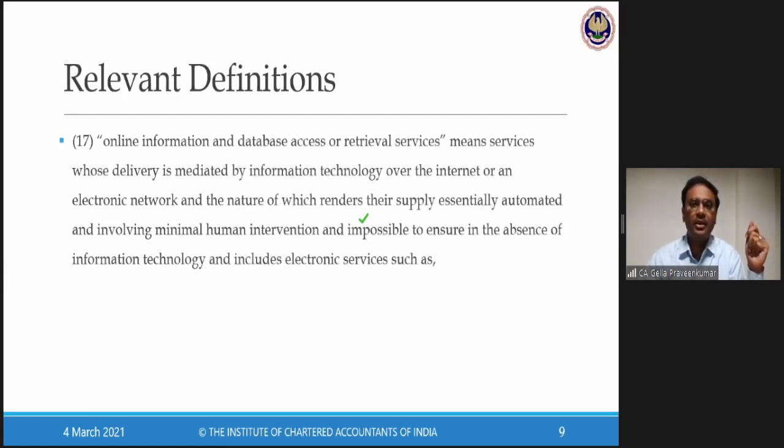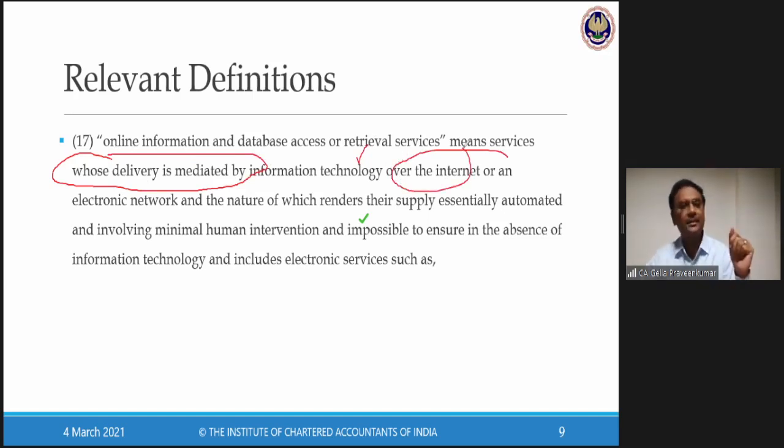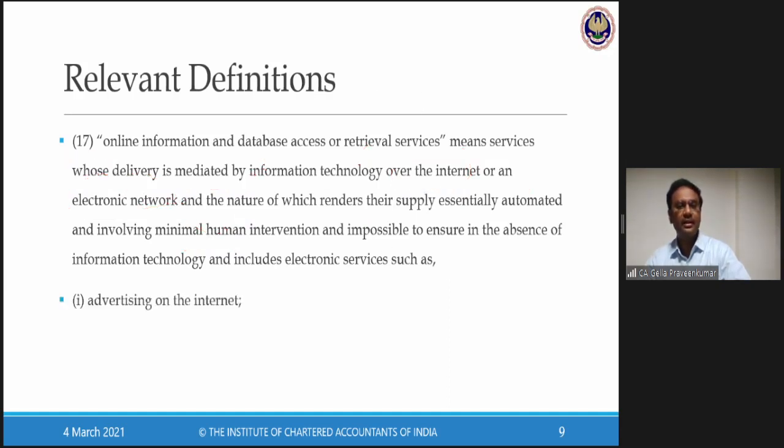This is what I was talking about, online information database retrieval access service. It means services whose delivery is mediated by information technology over the internet. Without internet, nothing is going to happen. Or electronic network by way of a dedicated line, which happens through the internet. The nature of which renders their supply essentially automated, involving minimal human intervention and impossible to ensure in the absence of information technology. It includes electronic services such as advertising on the internet.